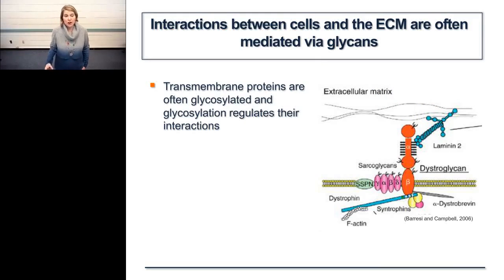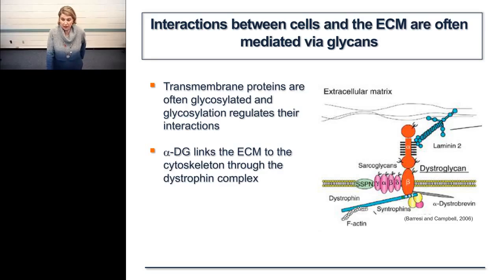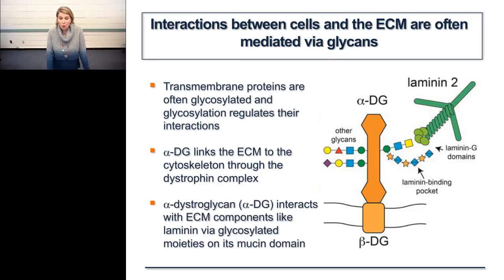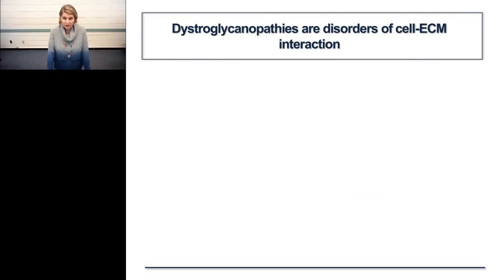So these transmembrane proteins are often glycosylated, and as I said, they have short sugar sequences that regulate their interactions with each other and control how the extracellular matrix is formed. The protein we're particularly interested in is alpha-dystroglycan. Dystroglycan is cleaved into a beta protein and an alpha protein, and the alpha protein is very heavily glycosylated. It interacts with extracellular matrix components, such as laminin, through its glycans. When these interactions are disrupted, that is when you get disease.